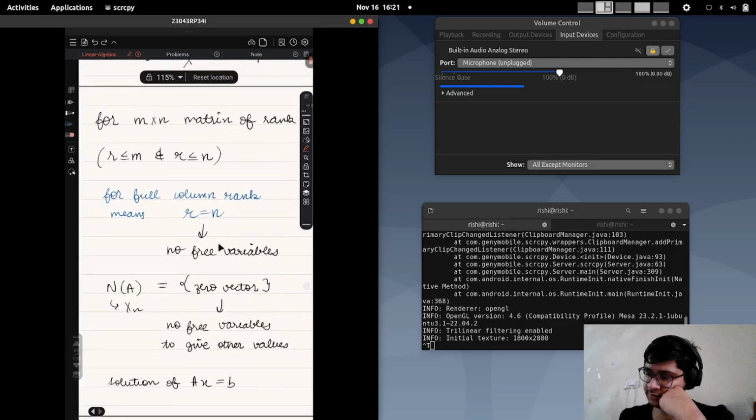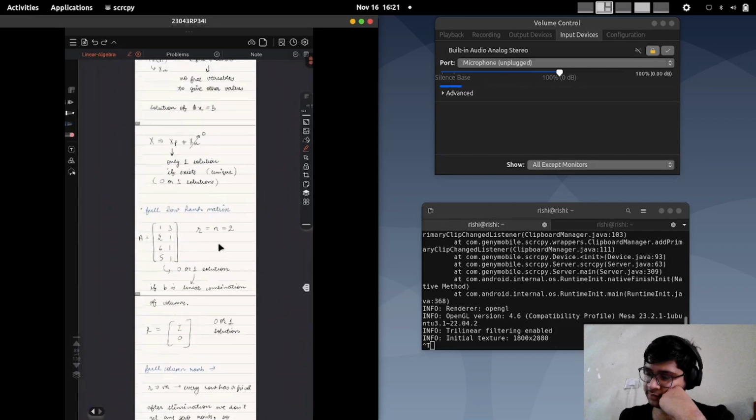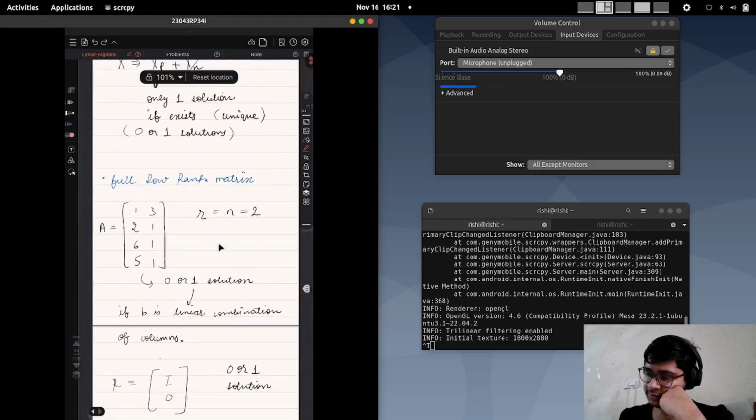For an m by n matrix of rank r, with r less than m and r less than n, full column rank means r equals n. So there are some specifications now. Let's go into this. For the full rank matrix 1 2 3 6 5 3 1 1 1, this is a full rank matrix for rows. Because there r is 2 and n is 2, we will only have 0 or 1 solutions if b is a linear combination of the columns.